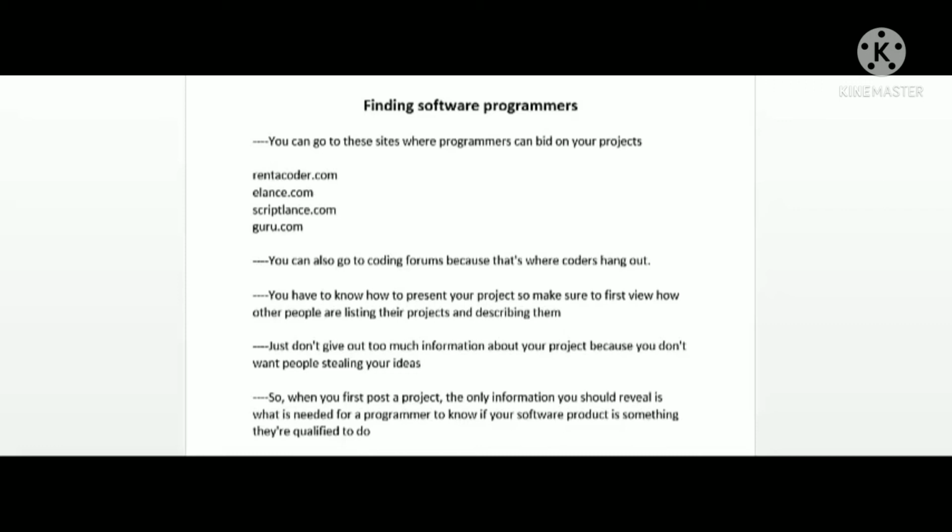Okay, so now when you visit these sites where programmers can bid on your projects, you have to know how to present your project. Make sure to first view how other people are listing their projects and how they are describing them on these sites. You also have to be very careful. You don't want to give out too much information about your project because you don't want people stealing your ideas. So when you first post a project, the information that you should reveal at first is what is needed for the programmer to know if your software product is something that they are qualified to work on.